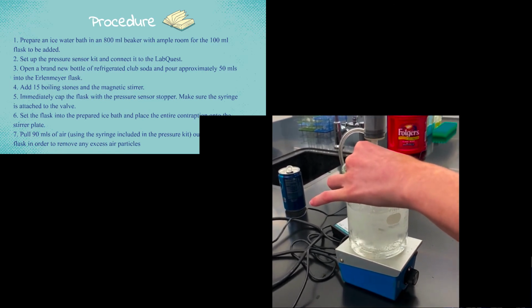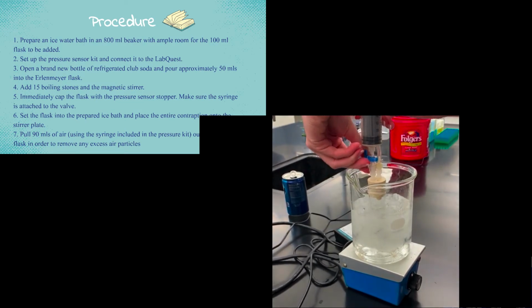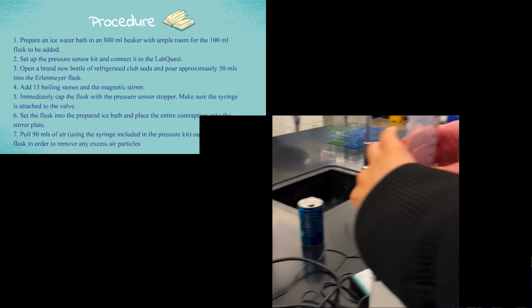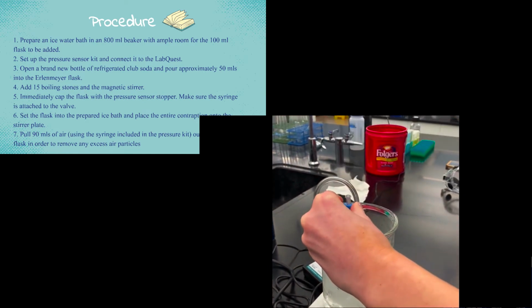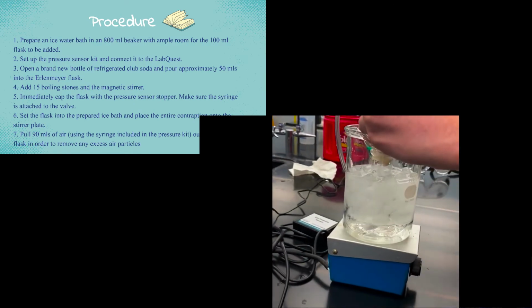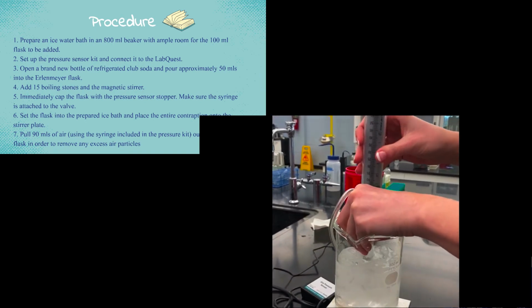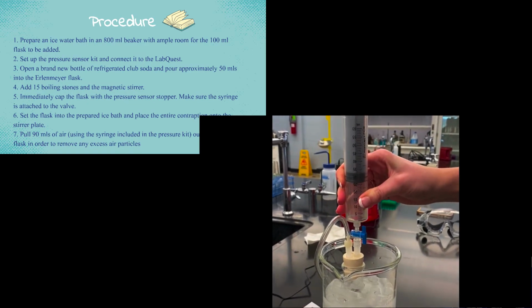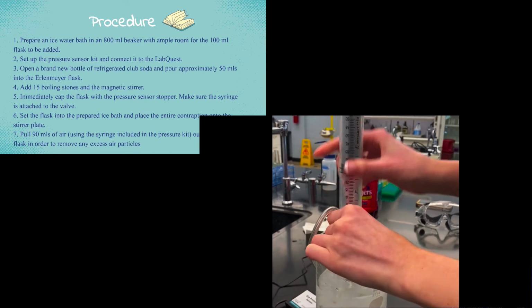I'm going to go ahead and attach the syringe and pull approximately 90 milliliters of air. You're just trying to get the excess air out of the flask before you start so you can establish an initial equilibrium line. Yes, so initially we pull out 90 mils of excess air that has entered the system just by opening the soda bottle and whatnot. And so here we are still pulling out the excess air. And once you've pulled out the excess air, you're going to go ahead and begin your LabQuest.